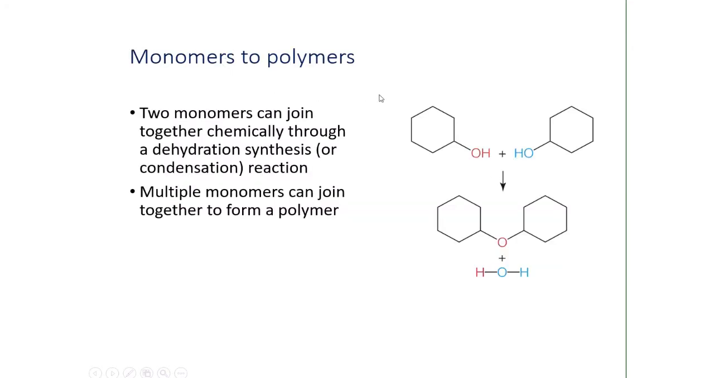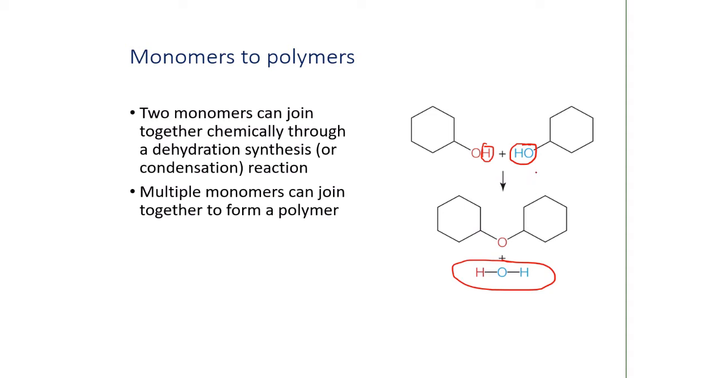So this is a generic example. We have two monomers here, and all the monomers that we're going to talk about in the macromolecules are going to have some kind of OH group in them. When two monomers come together, an H is going to be removed from one of them, and the OH is going to be removed from the other one. As a result, the two monomers are going to be connected together in a covalent bond, and you are going to produce water.